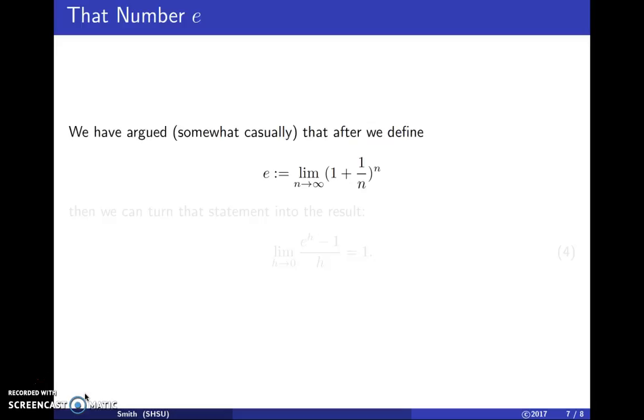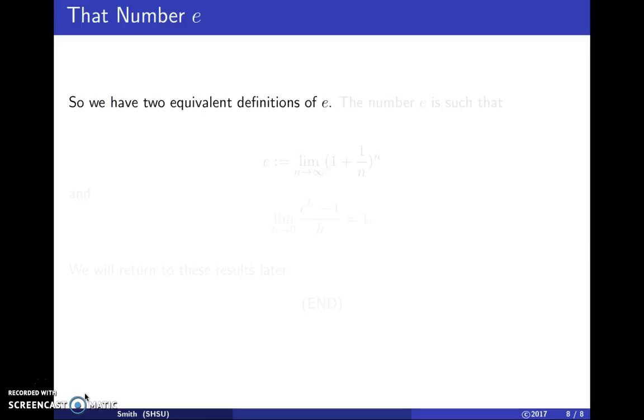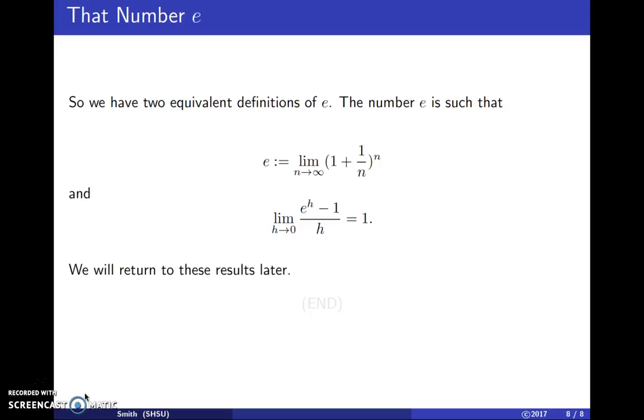So we started with this original definition of e given to us by Euler, and we've turned it around and created this limit. As h gets small, e to the h minus 1 over h goes to 1. We now have two equivalent definitions of e. You can define e as this limit as n goes to infinity, or you can define e as this base of an exponent inside this expression so that we get 1 as an answer. We'll return to these results later. We will certainly need them.